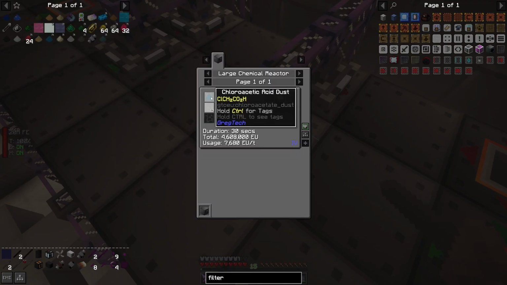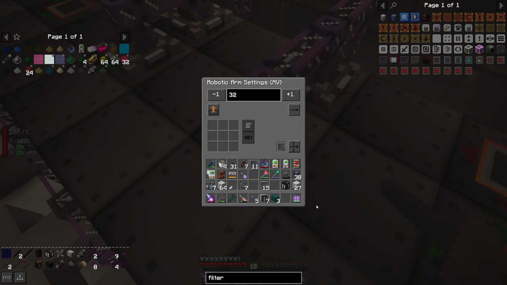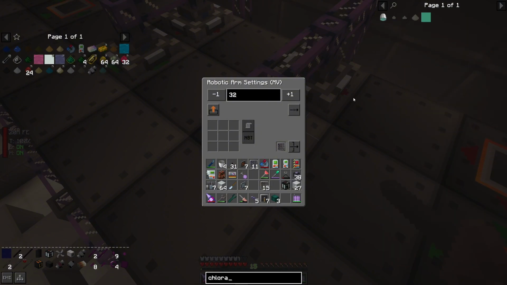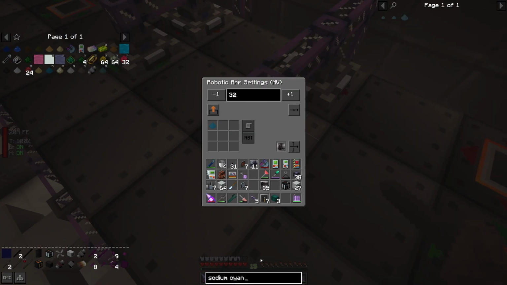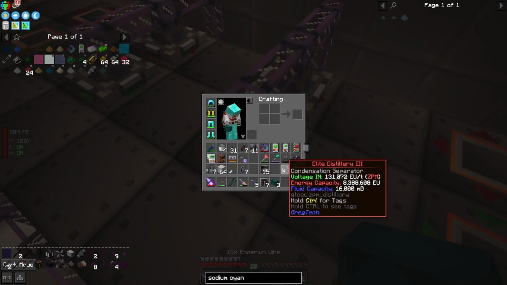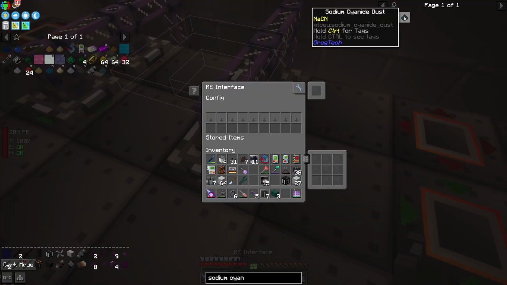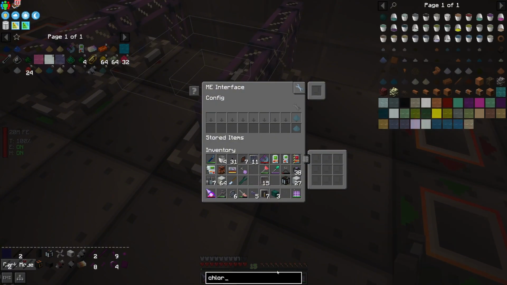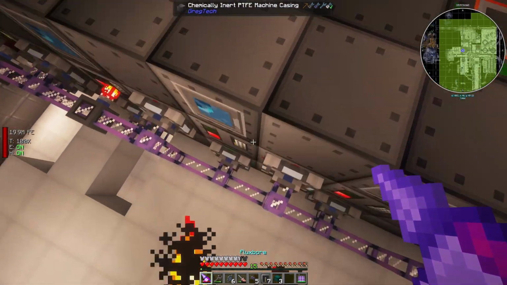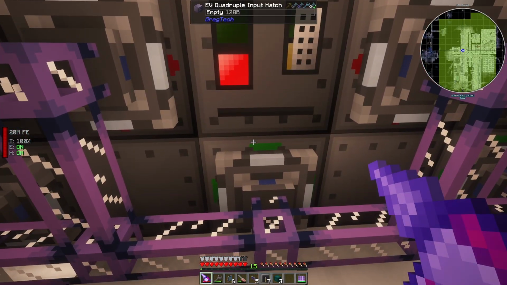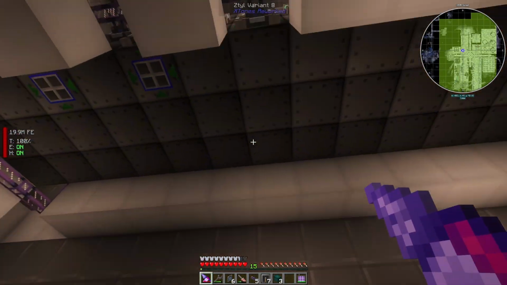So we're going to need chloroacetic and sodium cyanide. Chloroacetic and sodium cyanide. Keep exact and 1:1. Good. Import. All right. In you go. Chloroacetic. Sweet. Okay. So that's done. Now for the fluid.